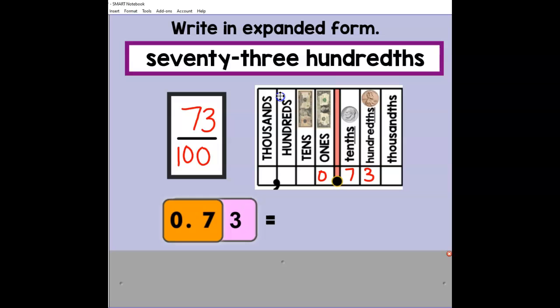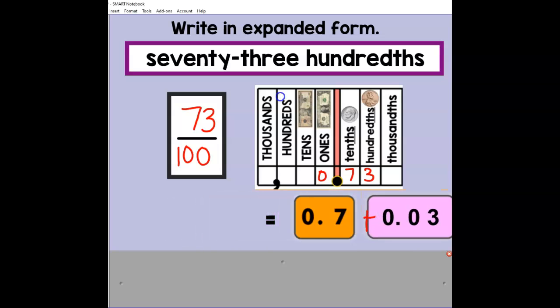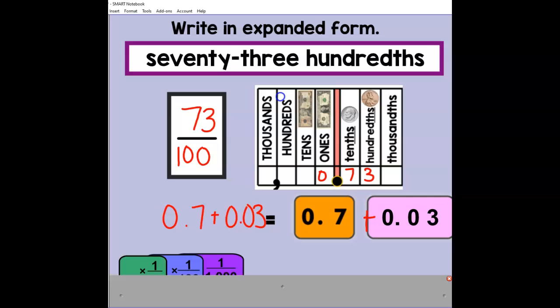But remember, in this number, the 7 isn't worth just 7. It's worth 7 tenths. So I'm going to think of 7 tenths or 7 dimes, plus the 3 in this number is worth 3 hundredths. So I'm going to add my 3 hundredths to it. So if I was going to write this out, it would be 7 tenths plus 3 hundredths. That's how it would show expanded form.